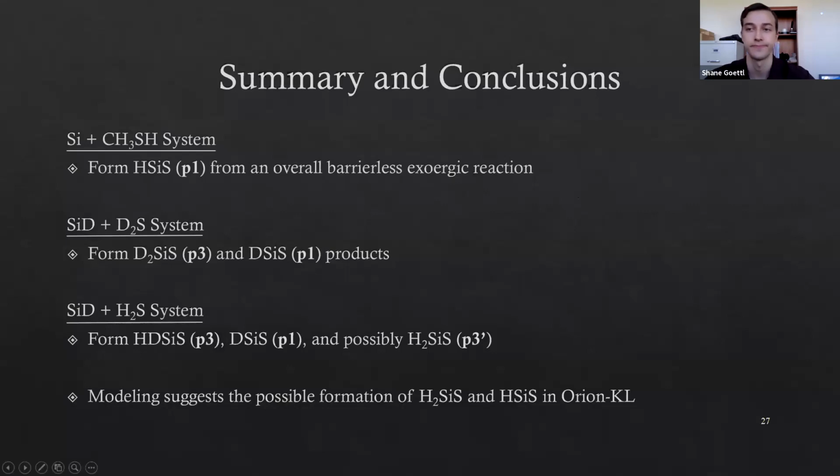So to wrap things up, all three of these reactions involve barrierless addition, followed by dynamics involving atomic hydrogen or deuterium migration, and possible bond rotations before forming products through an exit transition state. The findings from the SID plus D2S system are confirmed with the partially deuterated SID plus H2S system. And modeling suggests the possible formation of H2SAS and HSAS in Orion KL. So even though they have not been detected yet, they are ready to be searched for.